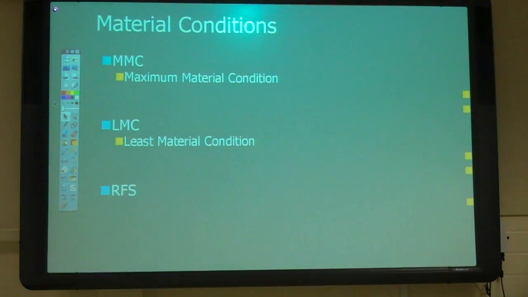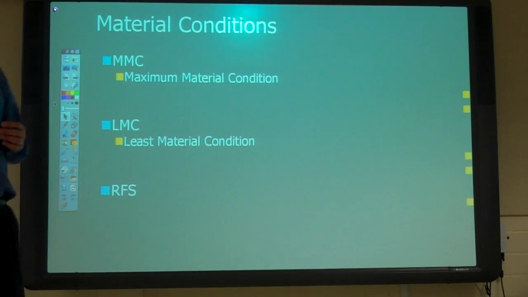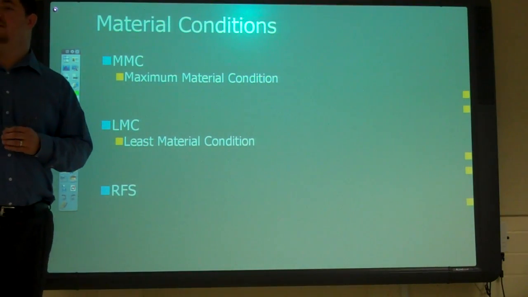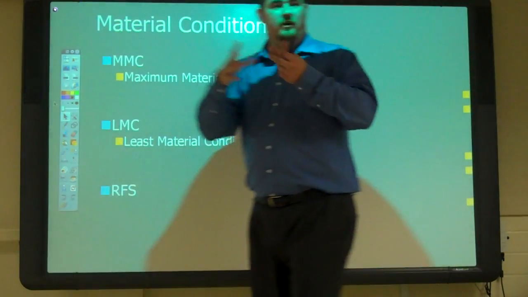So the material conditions we have are MMC, which is maximum material condition, LMC, least material condition, and RFS. So what do you think maximum material condition is? Smallest of the hole? Yeah, the smallest that a hole could be.